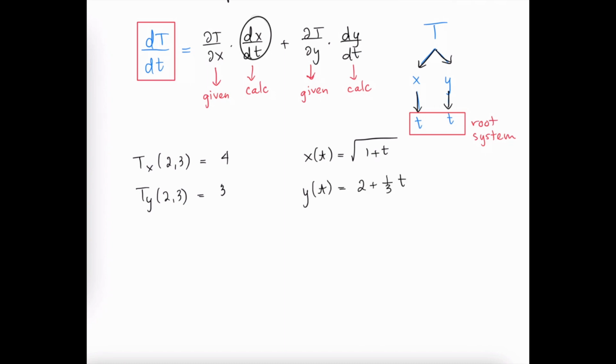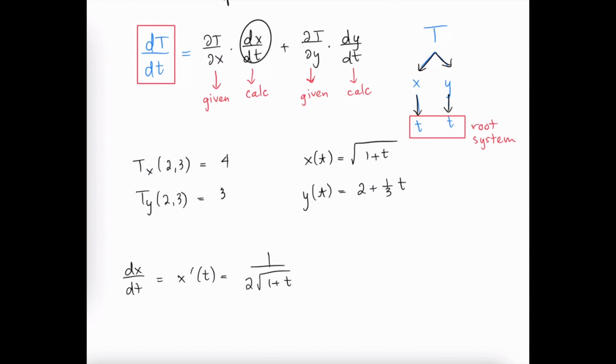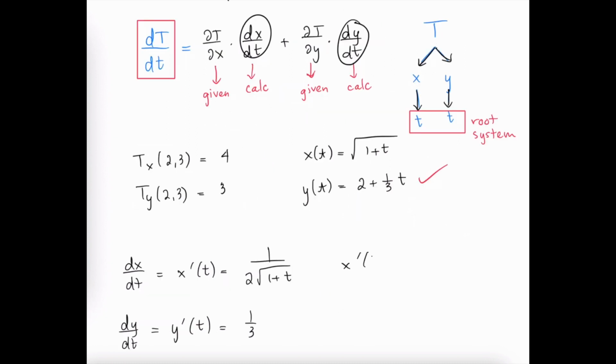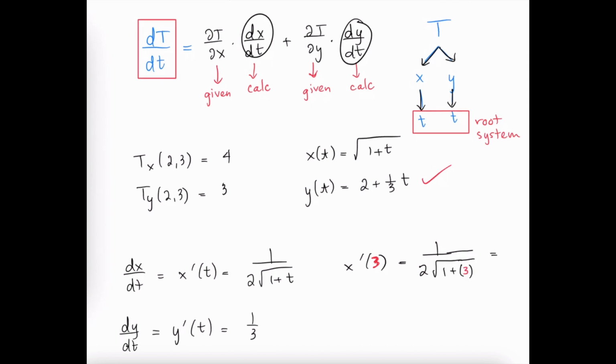So dx/dt can also be written as x prime of t, which is going to be 1 over 2 radical 1 plus t. dy/dt can also be written as y prime of t, the derivative of our y parametric equation, which is just going to be 1/3. Now we're asked about the temperature change at time t equal to 3 seconds, so we're going to plug in t equals 3 to both of these derivatives. So we'll say x prime evaluated at 3 is 1 over 2 square root of 1 plus 3, and this is going to be 2 times square root of 4, which is 2, so 2 times 2 is 1/4.